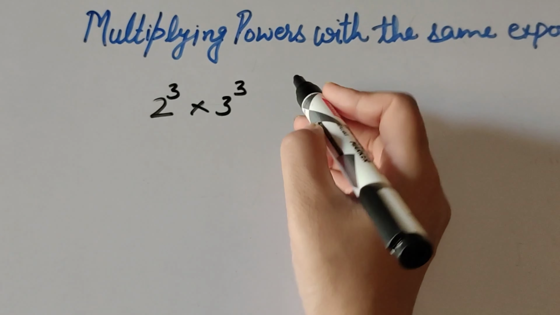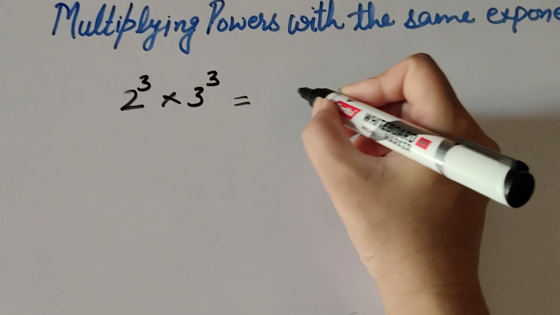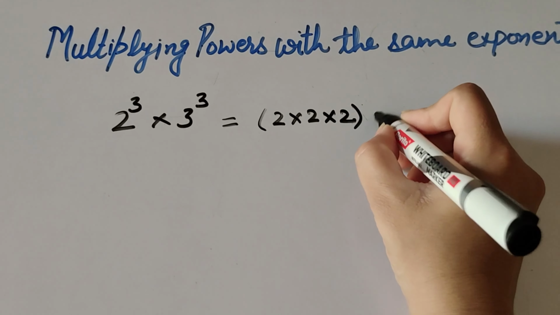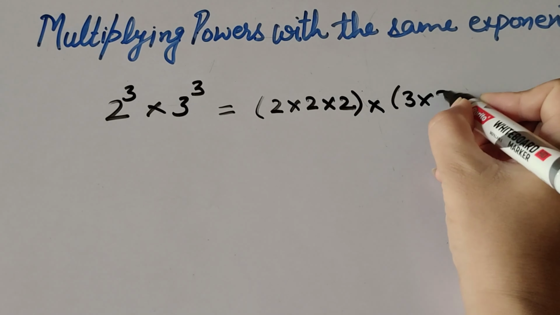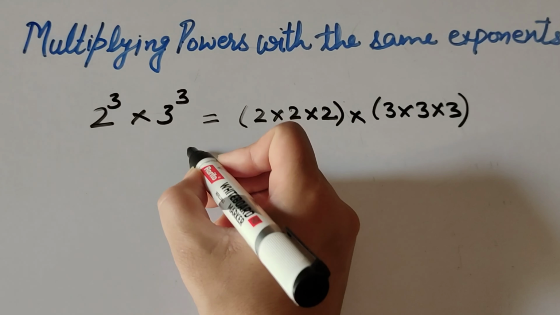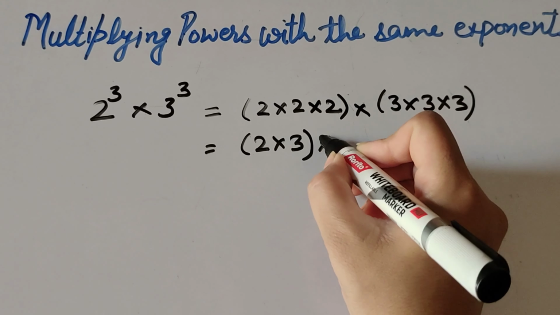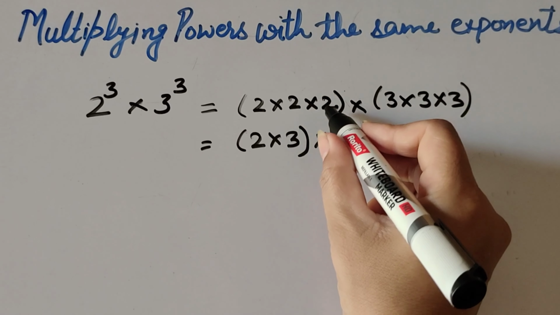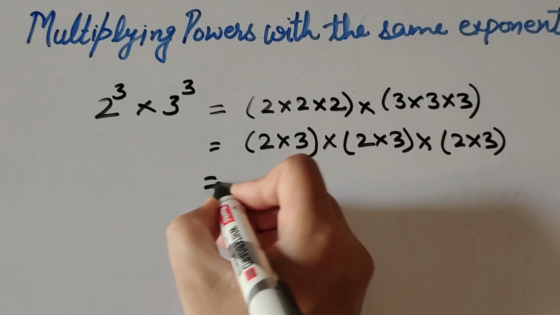To solve this expression, 2 raised to power 3 is 3 times repeated multiplication of 2. We write it as 2 multiply 2 multiply 2. And 3 raised to power 3 is 3 times repeated multiplication of 3: 3 multiply 3 multiply 3. Now we group them: 2 multiply 3, 2 multiply 3, 2 multiply 3, meaning 3 times 2 and 3 times 3.